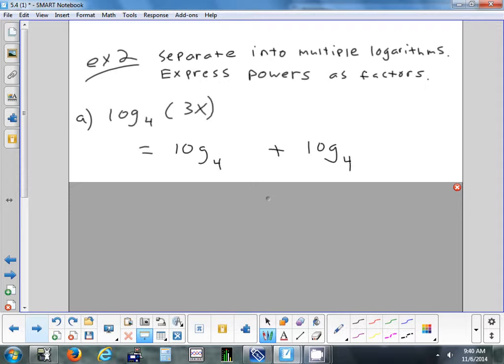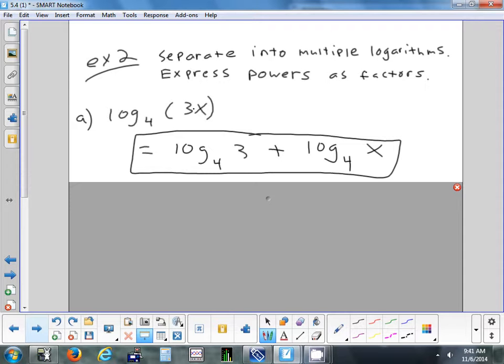Okay, and Shannon, what will be the argument to my first log? 3. Well, what would that leave for the second log then? Nothing. Yeah, just 3. So think of it as 3 times x, just like we had m times n earlier. So it's 3. And the argument to my second log, Brian? X. That's it. That's how you take a logarithm and split it apart.